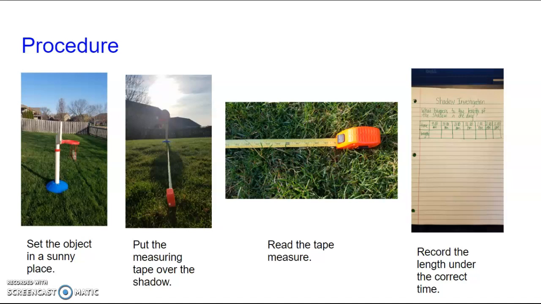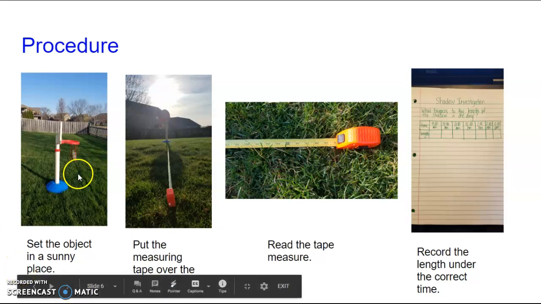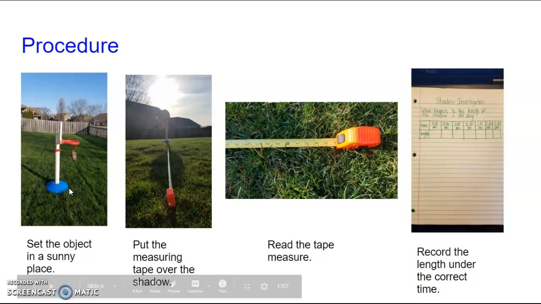If your adult says no, please email me. You're not in trouble. You and I will come up with a plan. Okay, so the first thing that you are going to do is you're going to set the object in a sunny place. So this is the object that I have selected, and it's in a sunny place that will not get shade at all. So it's going to stay sunny all day long.